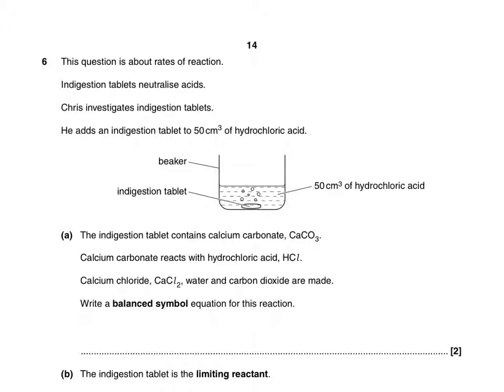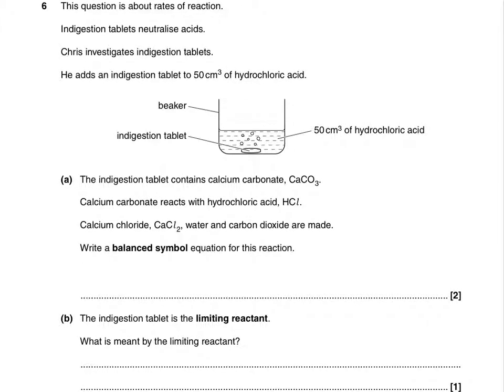Question 6a. The indigestion tablet contains calcium carbonate, CaCO3. Calcium carbonate reacts with hydrochloric acid, HCl. Calcium chloride, CaCl2, water and carbon dioxide are made. Write a balanced symbol equation. You should be going, yes, easy marks. They've given you all the symbols in there other than the ones for water and carbon dioxide.